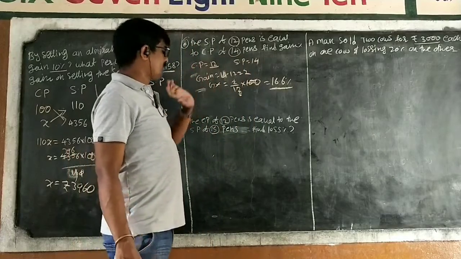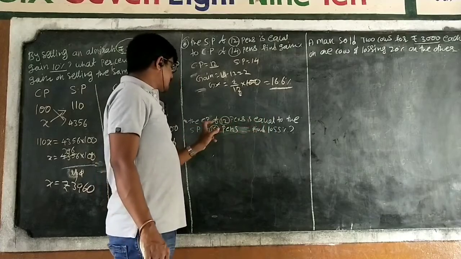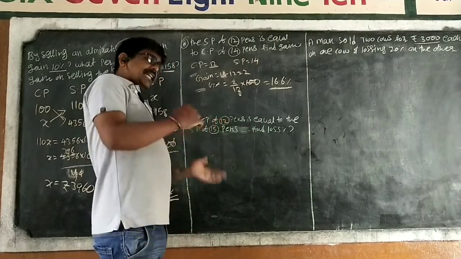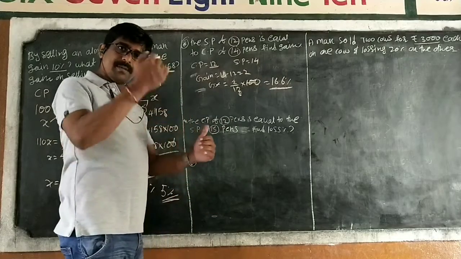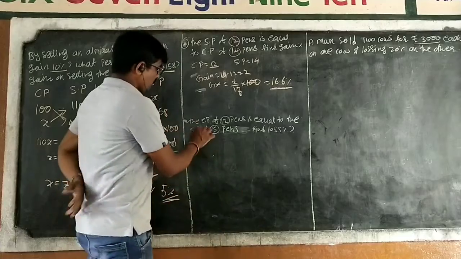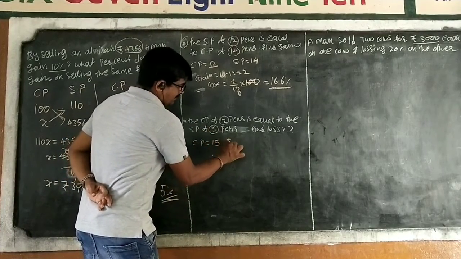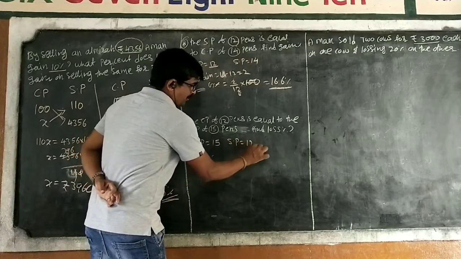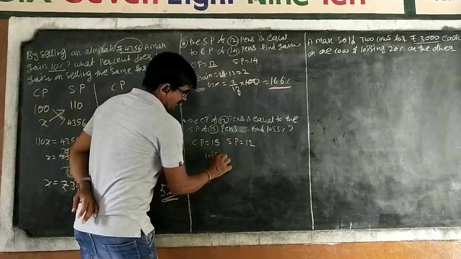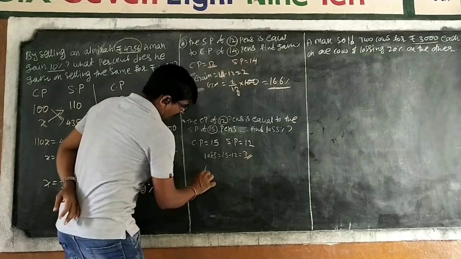Okay, simple. Next, the cost price of 12 pens is equal to the selling price of 15 pens. Here also, take the selling price as cost price and the cost price as selling price, then we can easily solve. So cost price is 15 rupees, selling price is 12 rupees. Then we have to find the loss. Loss is equal to 15 minus 12, that is equal to 3.